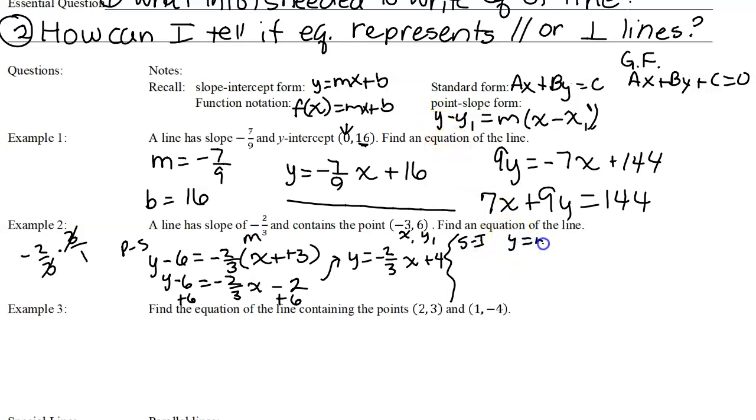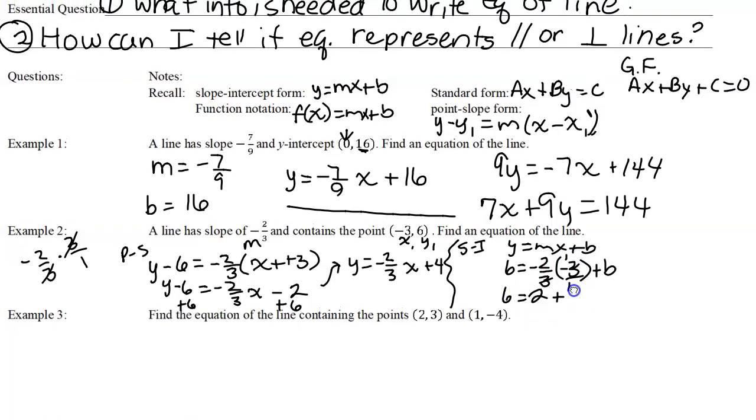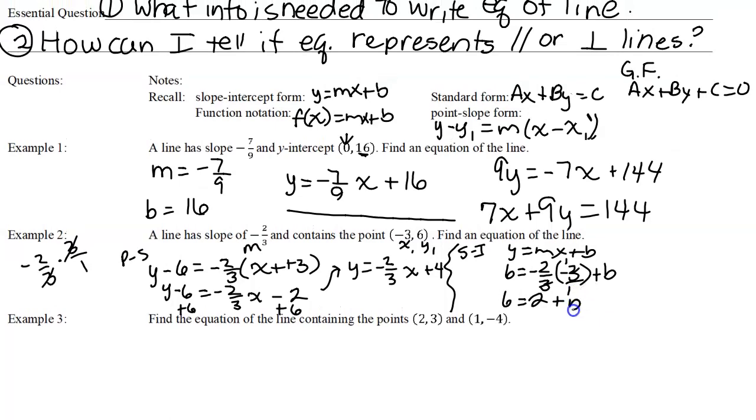You have y equals mx plus b. And so you would just take this y right here, 6, your slope, and then x, which is negative 3, plus b, and solve it for b. So here we have 6 equals, again, we're just simplifying that, to 2 plus b, and then subtract 2, and you can see that b equals 4.